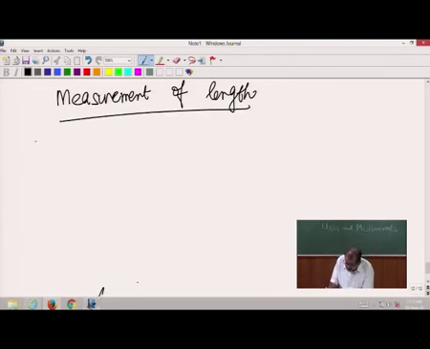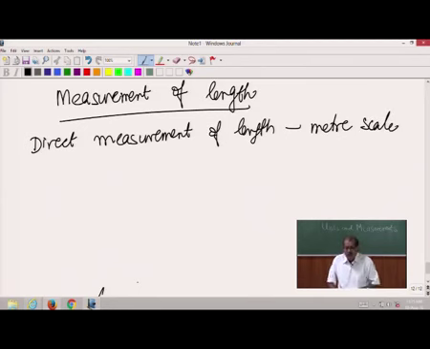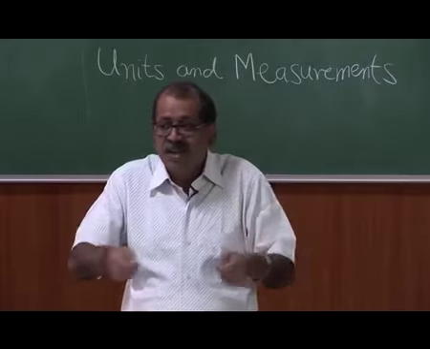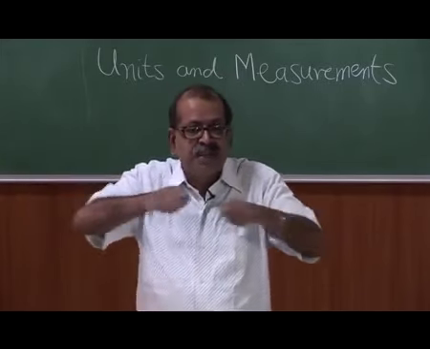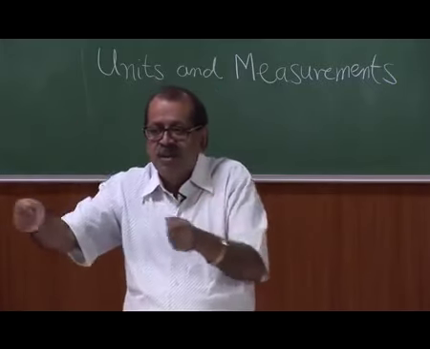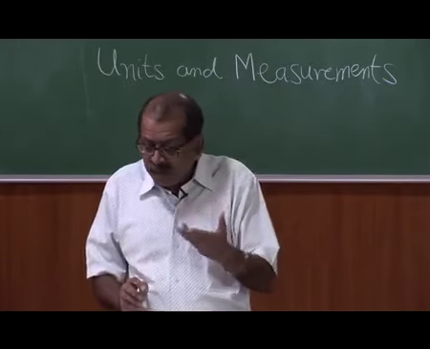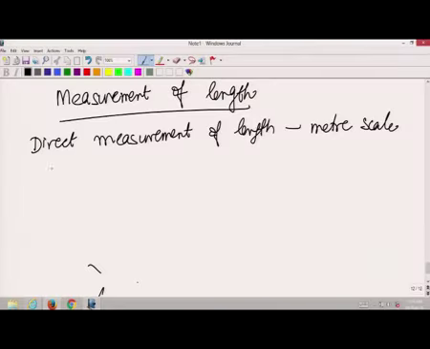Well, as we have seen, the direct measurement of length is done by a meter scale, and the most common example where you see direct measurement of length being done by a meter scale is when you go to buy cloth. Then the person who is selling the cloth takes a meter, puts the cloth against the meter scale, and if you want 2 meters of cloth, then it will be put twice around the meter, and that is how you get this.